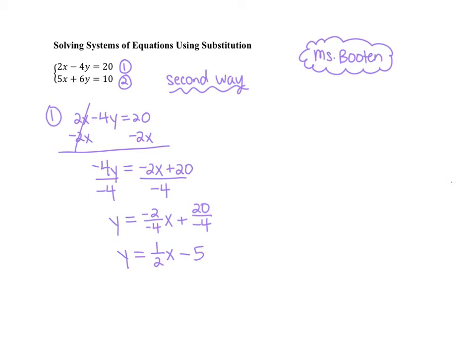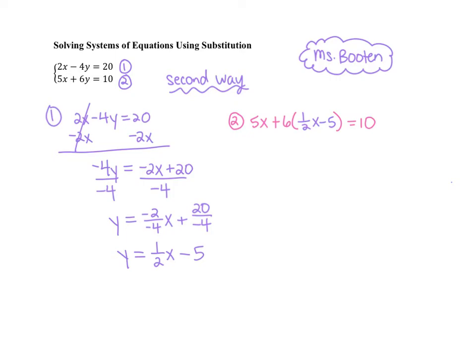Now that we have one of the equations solved for one of the variables, we can go ahead with substitution. So we need to substitute it into the other equation. You don't want to substitute an equation into itself. So we're looking at equation number 2. So we have 5x plus 6. Now instead of y, we're going to substitute this expression in for y because it's equal to y. They're the same thing. So I'm going to write 1/2 x minus 5. And then equals 10. Now we can finish solving.